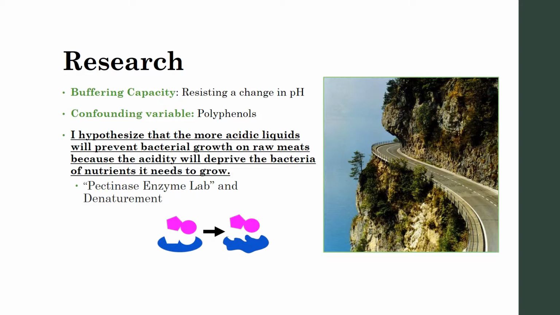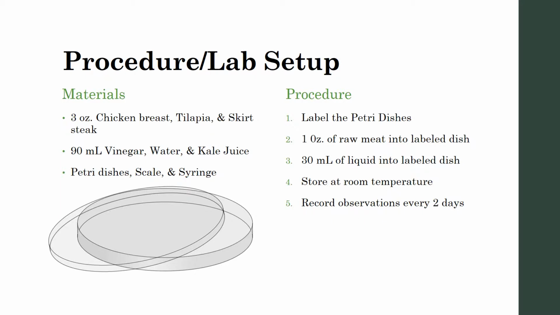more acidic liquids will prevent bacterial growth on raw meats because the acidity will deprive the bacteria of nutrients it needs to grow. I reached this hypothesis because I applied the class lesson about how enzymes can be negatively altered by extreme pHs. In my experiment, I had 3 different types of meat and 3 different types of liquid with varying pHs. I divided the petri dishes so that there were 9 in total, each liquid falling into 3 different petri dishes and each meat into each type of liquid.